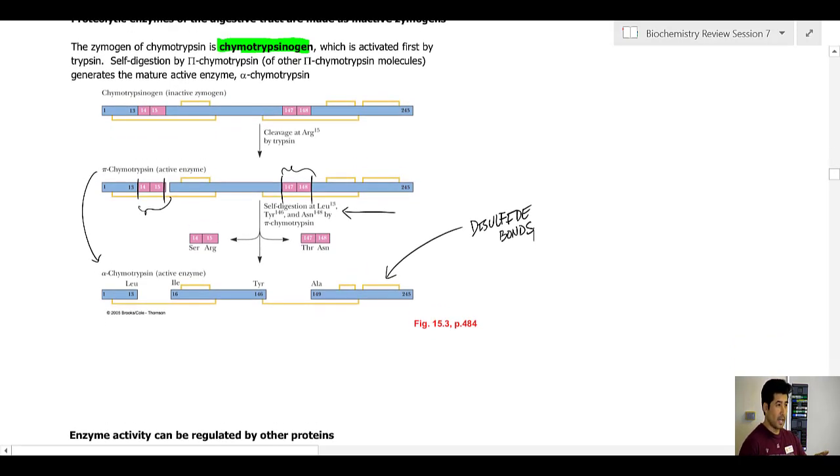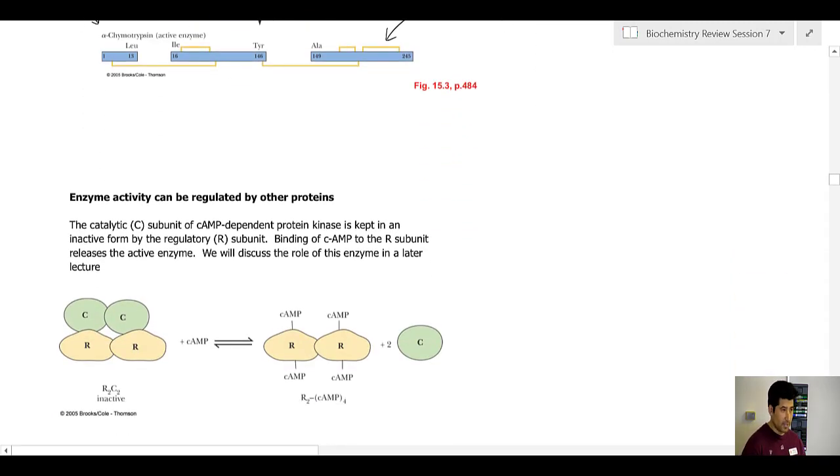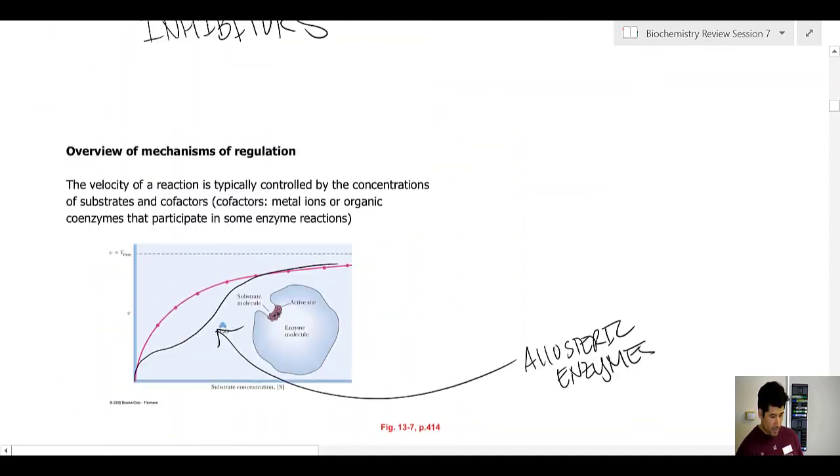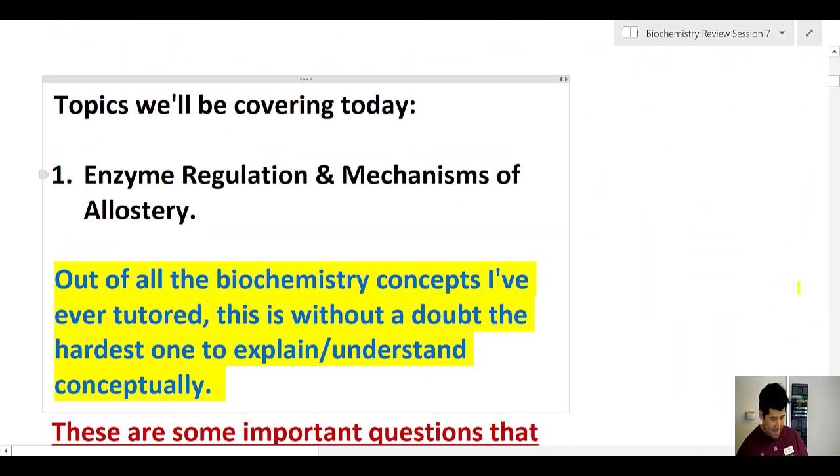So do you guys see how this is changing the way that enzymes behave? By phosphorylating it, you can do what to an enzyme? Inactivate it or deactivate it. And by proteolytically cleaving a zymogen, what are you doing to that enzyme? You can activate it. So this is what we're discussing: the ways in which we can control the activity of enzymes, which is what we're supposed to be doing, right? The enzyme regulation and mechanisms of allostery.